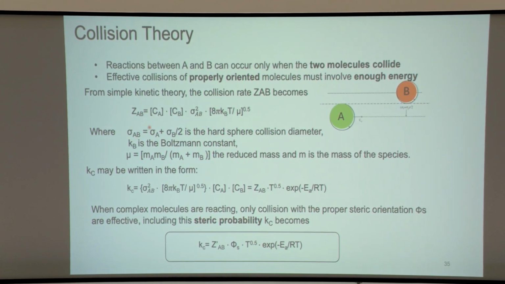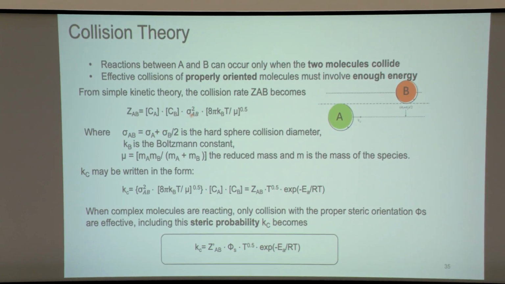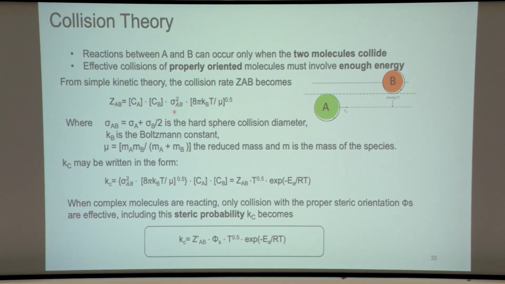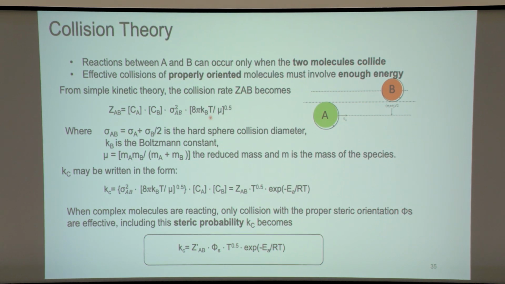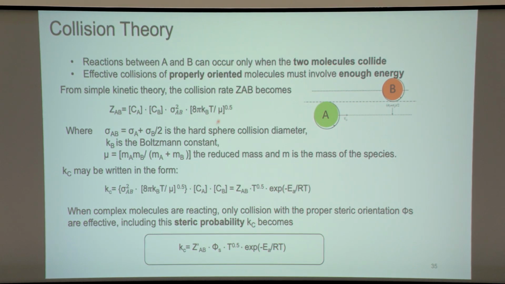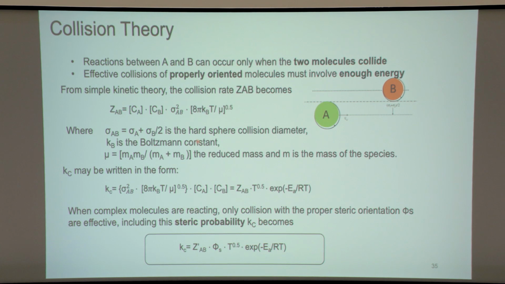In collision theory, the collision rate is based on the concentrations of species multiplied by the hard sphere collision diameters. So sigma AB squared times the square root of 8 pi Boltzmann constant times temperature over the reduced mass of the species. Now this hard sphere collision diameter assumes molecules are behaving like spheres. You can calculate the collision diameter of a molecule. Given sufficient temperature, the collisions will be sufficient. And based on the concentration, you can get the overall collision rate.